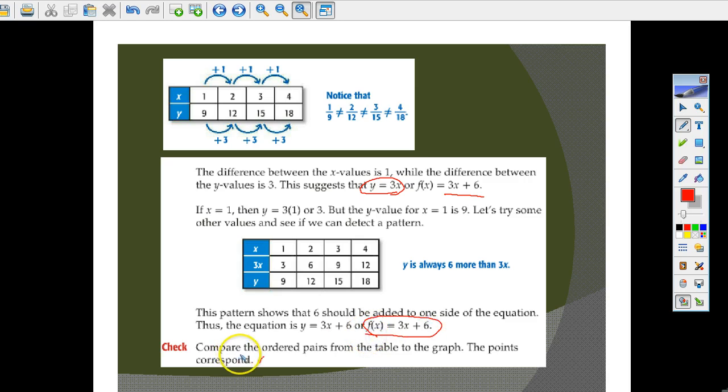So the pattern is it's increasing by 3, but it didn't start by only multiplying the x's. If you multiply the x by 3, you still have to add 6 each time. So 1 times 3 is 3, and you add 6 to get 9. 2 times 3 is 6, add another 6. 3 times 3 is 9, add another 6. 4 times 3 is 12, add another 6. So here your function is 3x plus 6.